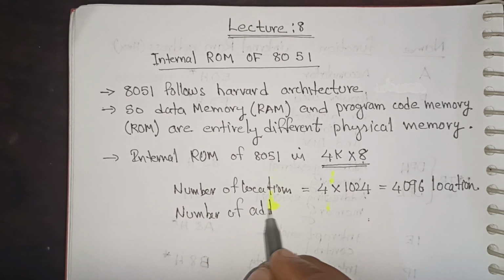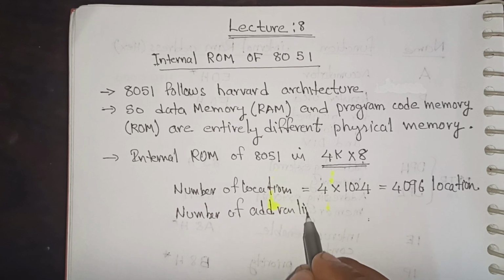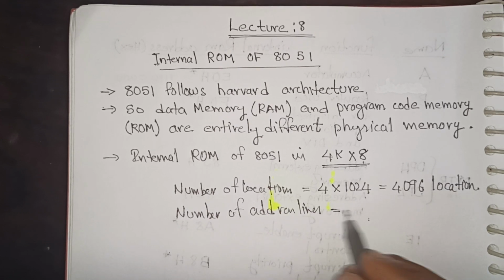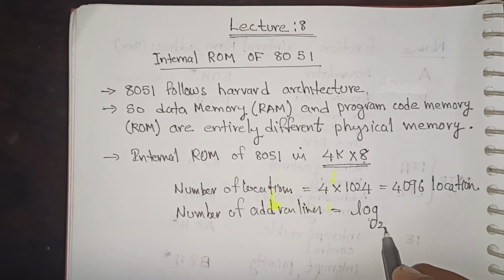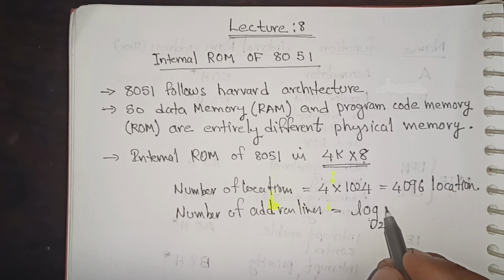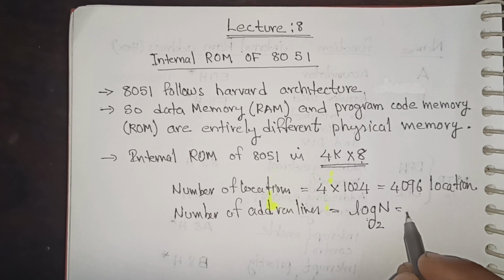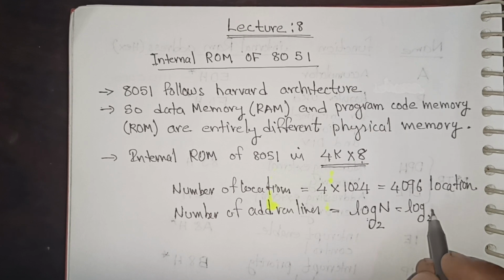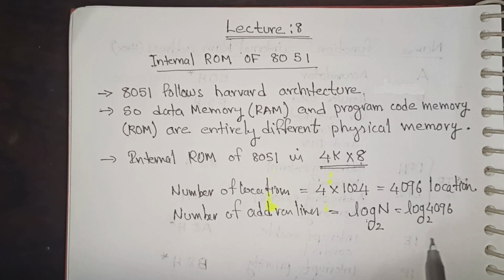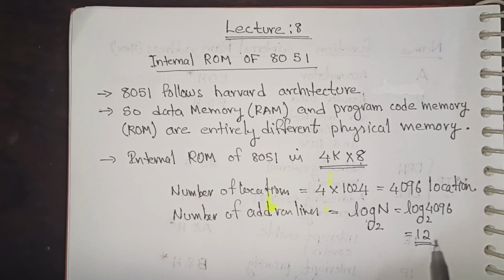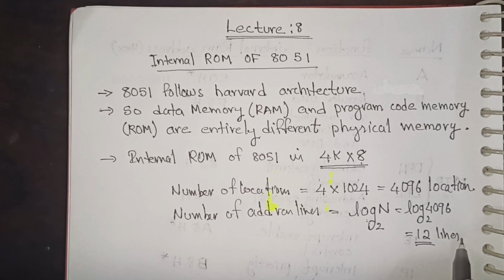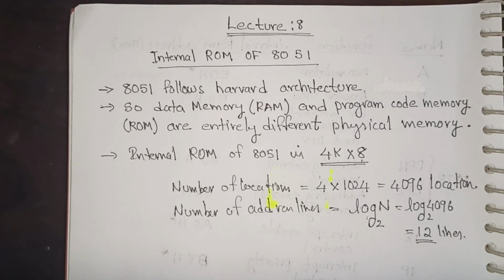Number of address lines. This is the formula: log 2 of the number of locations. Log 2 n is the formula, where n is the number of locations. That is equal to log 2 of 4096, and that's equal to 12. So we need 12 lines or 12 wires or 12 bits for the address.